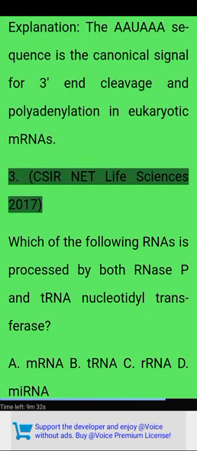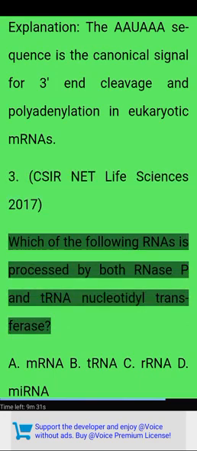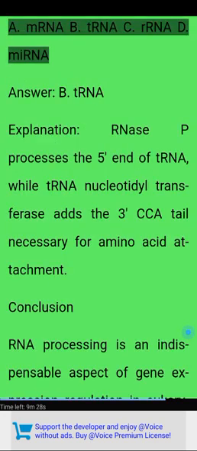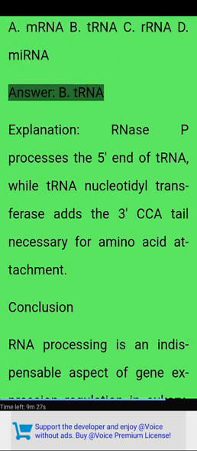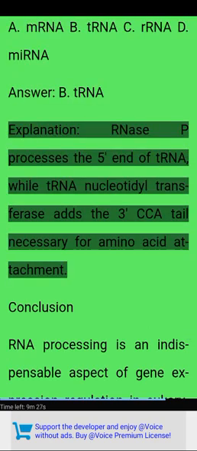3. CSIR NET Life Sciences 2017. Which of the following RNAs is processed by both RNase P and tRNA nucleotidyl transferase? A. mRNA, B. tRNA, C. rRNA, D. mRNA. Answer: B. tRNA. Explanation: RNase P processes the 5' end of tRNA, while tRNA nucleotidyl transferase adds the 3' CCA tail necessary for amino acid attachment.